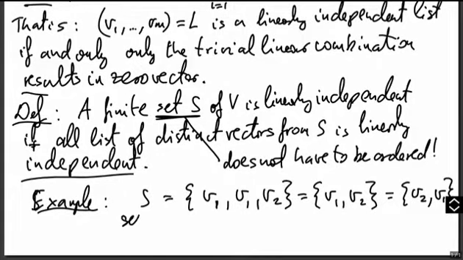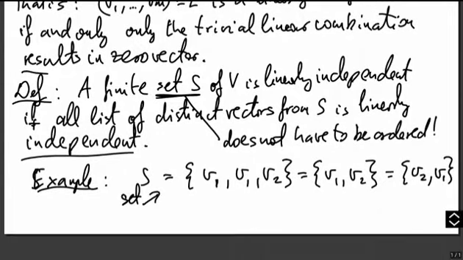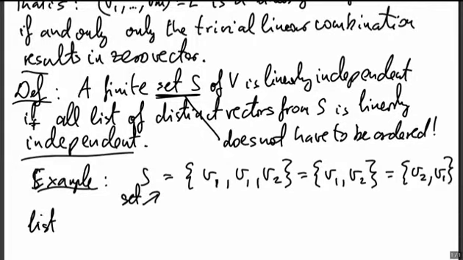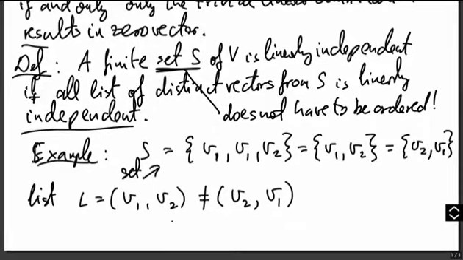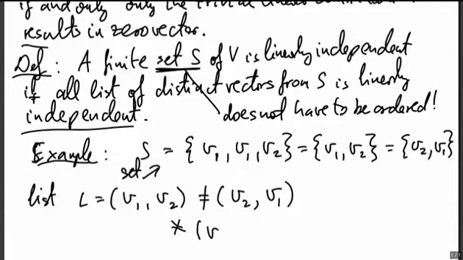So this was a set. Instead of that, if we consider a list, the list has in its definition that it's supposed to be ordered. So that means that this list with v1, v2 in this order is not the same as the list with vectors in the order v2 and v1. And also neither of these equals the list with v1, v1, v2 with repeated elements.